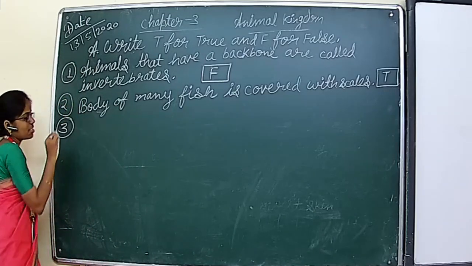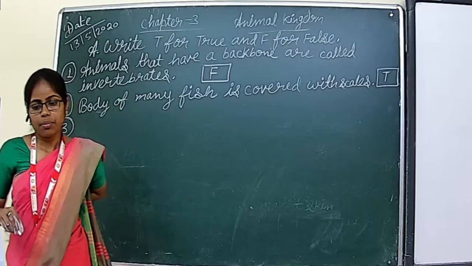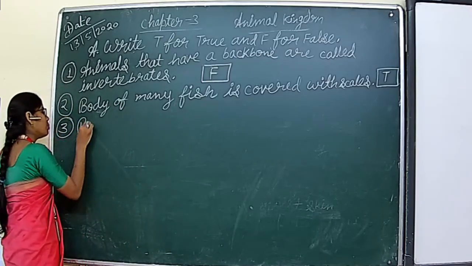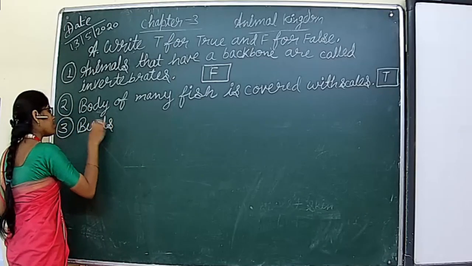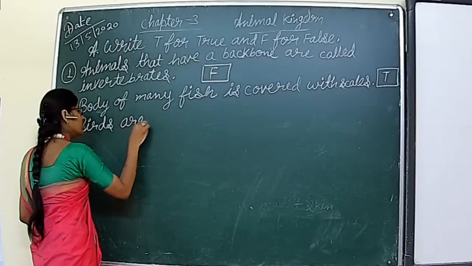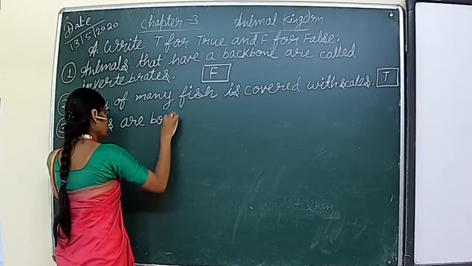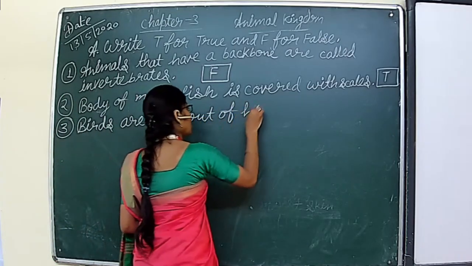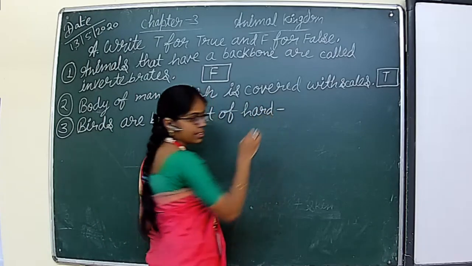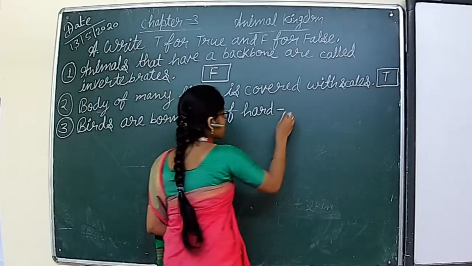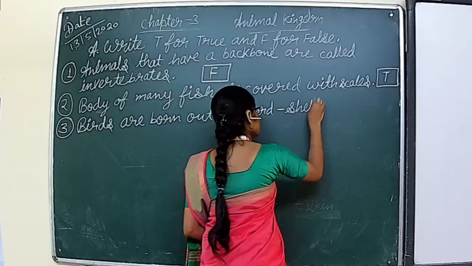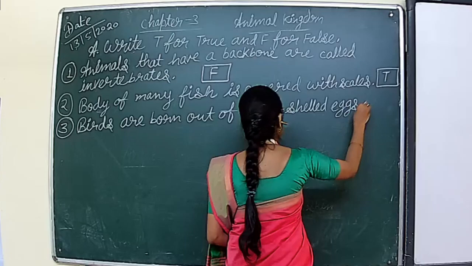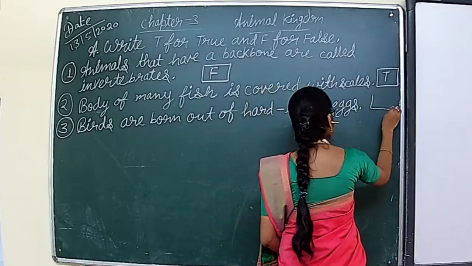3. Birds are born out of hard shell eggs. This is also true, so we will write T.